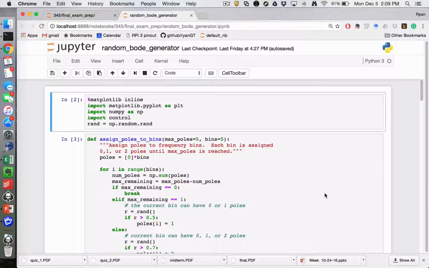Hi, this is Dr. Kraus with an introduction to my random Bode problem generator.